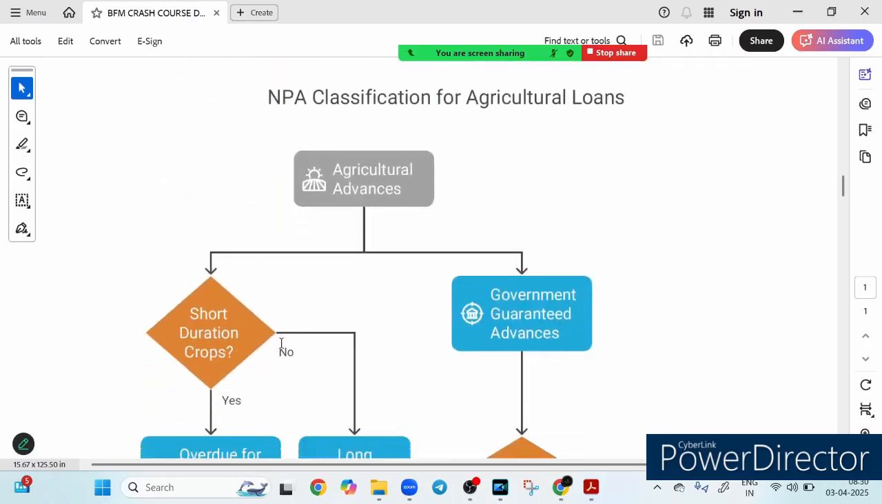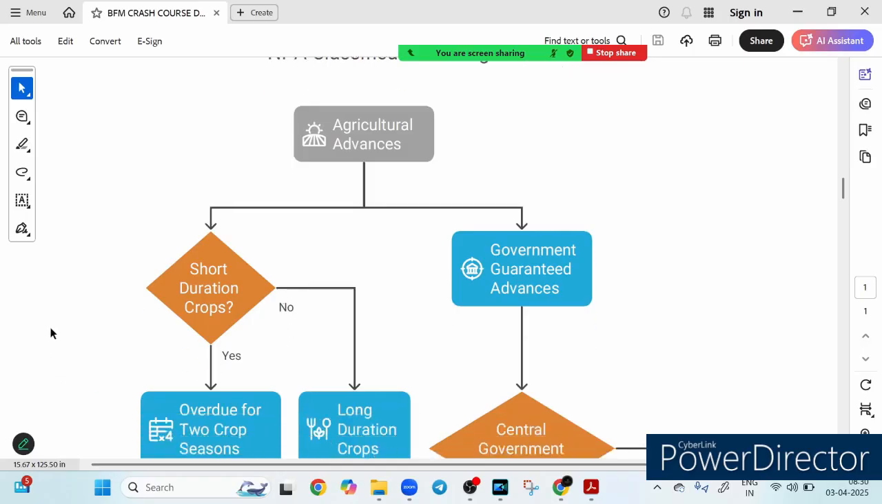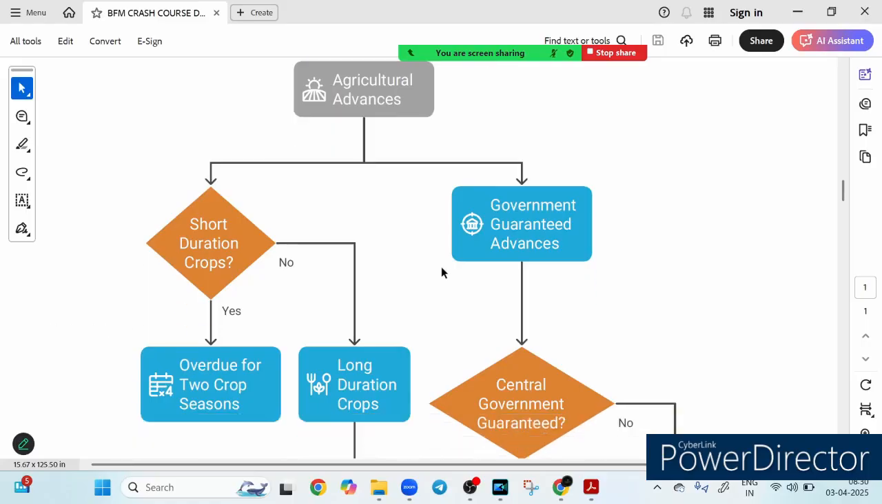It is NPA classification for agriculture loan. So friends, let's dive into an important aspect of banking. First of all, let's talk about agriculture advances. The first thing to know is that agriculture advances are classified based on two key factors. The first factor is whether the loan is for a short duration crop or a long duration crop. The second is whether the loan is government guaranteed or not. We'll talk differently about both of them.